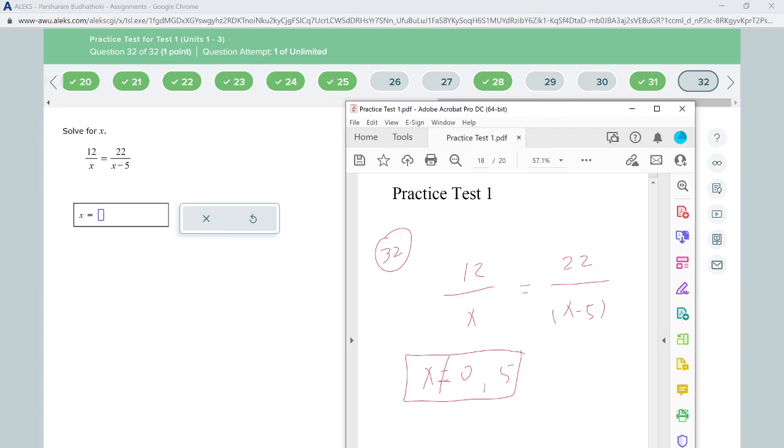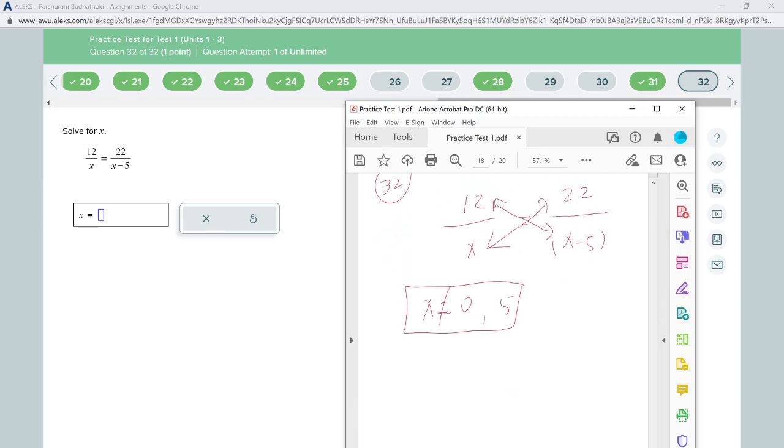Now for a problem like this, you can just do the cross multiplication. That's the easy way. So what happens is, this x minus 5 and 12 you can multiply and write down on the left side, and you can multiply 22 and x. It gives you 22x on the right side. And now you just have to distribute, 12x minus 60 and 22x. This is a linear equation.